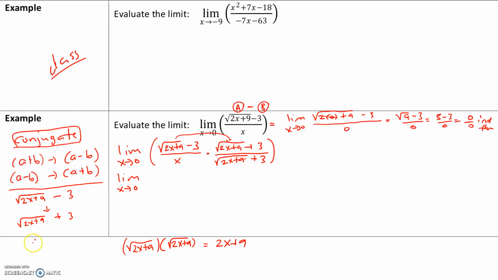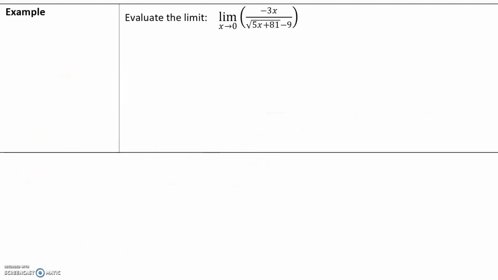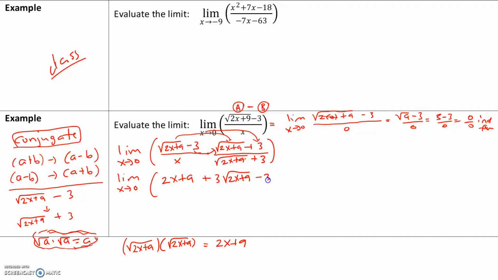There's a property we learned in algebra that the square root of a times the square root of a just equals a. If you multiply the same expression inside of a square root, the square root goes away. So radical 2x plus 9 times radical 2x plus 9 just gives you 2x plus 9. Then we have radical 2x plus 9 times 3, so that's going to be 3 times radical 2x plus 9. And then we have negative 3 times radical 2x plus 9, so this gives us negative 3 radical 2x plus 9. And finally we have negative 3 times 3, which is negative 9.